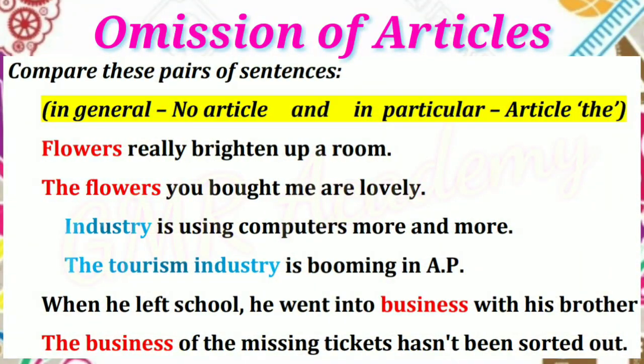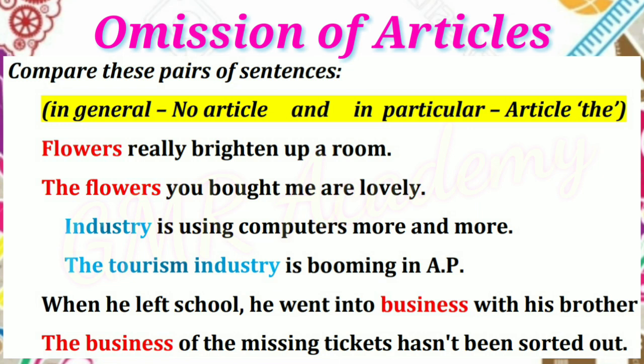Examples: Flowers really brighten up a room, in a general sense. The flowers you bought me are lovely. What flowers? The ones you bought are lovely. Definite way, so the article "the" is used. Next examples: Industry is using computers more and more, in a general sense. The tourism industry is booming in AP. So what is booming? Especially the tourism industry. So definitely, particularly using, the article "the" is used.